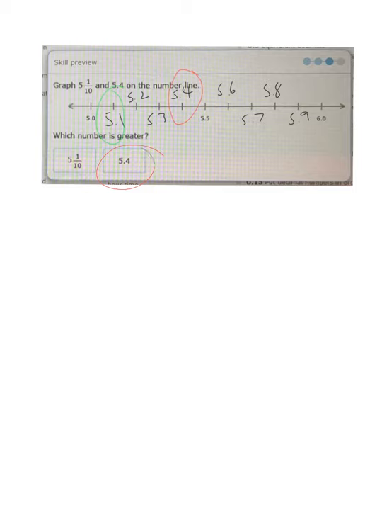Ms. Cooper, how did you know that 5 and 1/10 equals 5.1? I hope you'll remember that this is 5 whole and then 1 in the tenths column. 5 whole and 1/10.